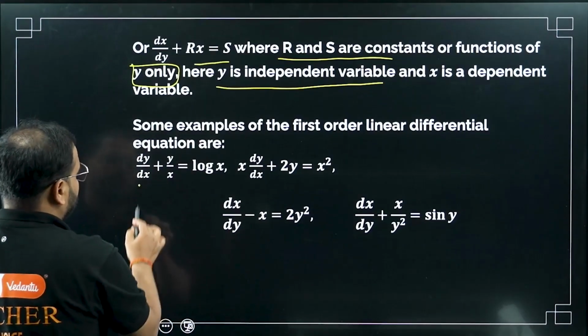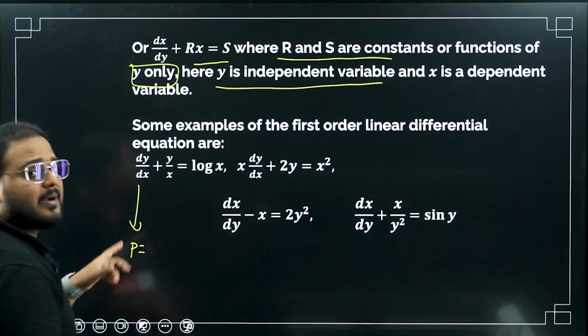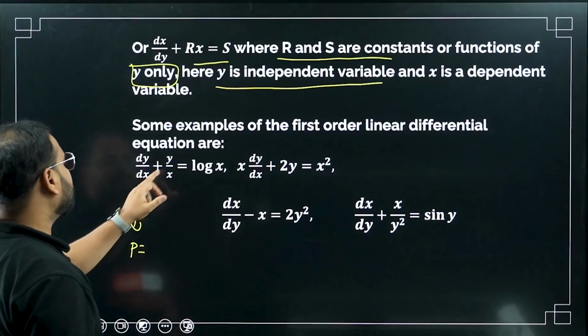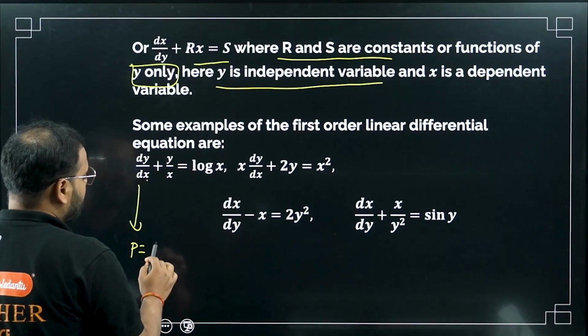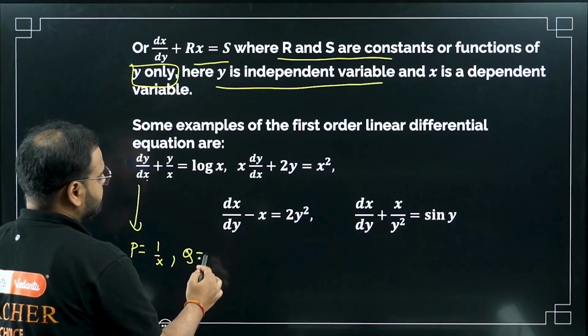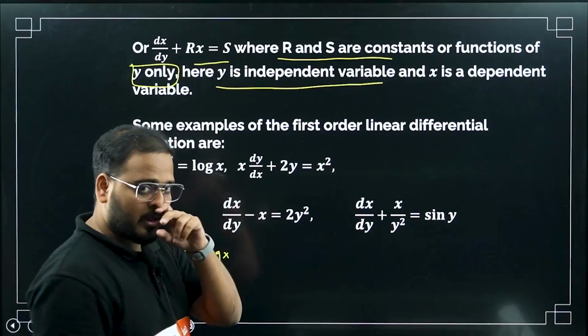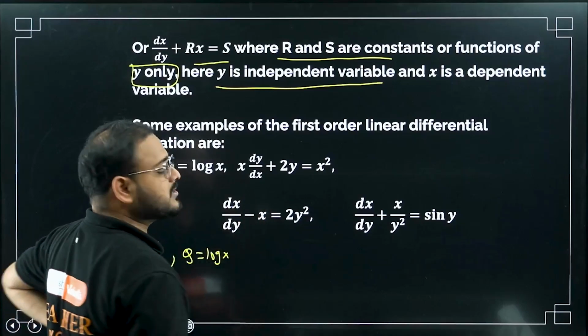So if I try to explain this, what's my p value in this case? The independent variable x is the independent variable, so what is multiplied to y? 1 by x. What's the q in this case? Log x. Yes, same if I do for this one. If I do for this one, what is the answer?